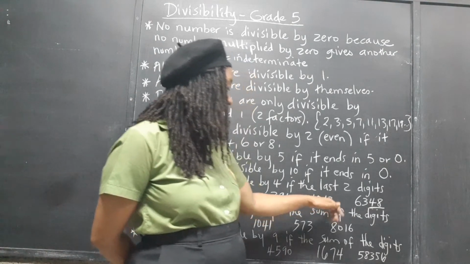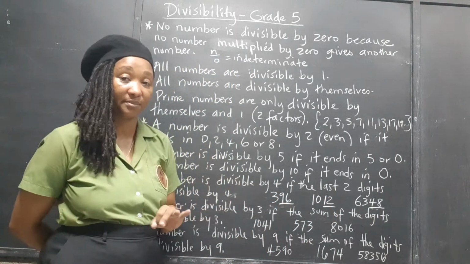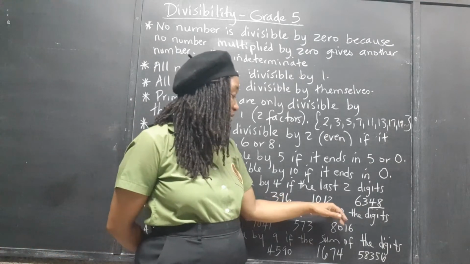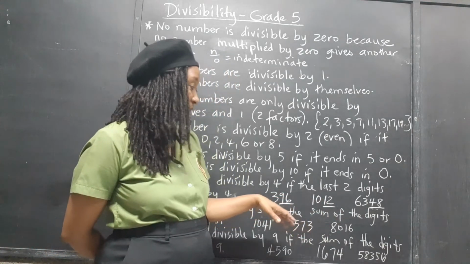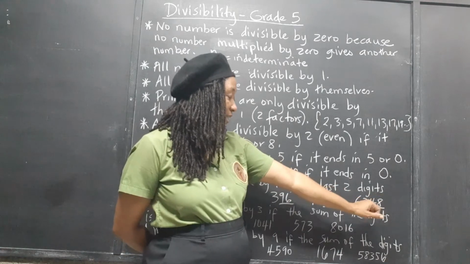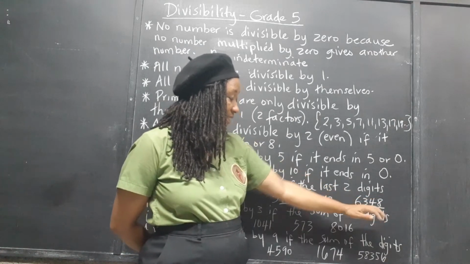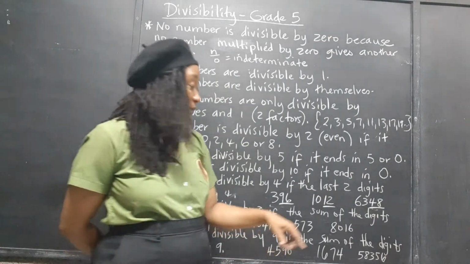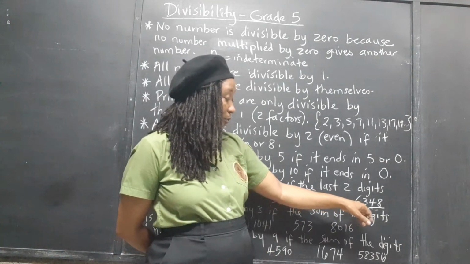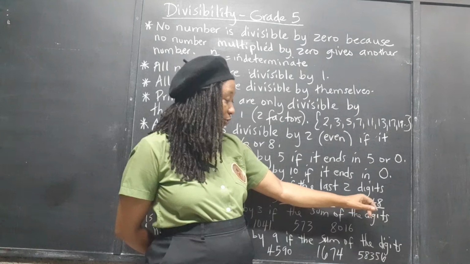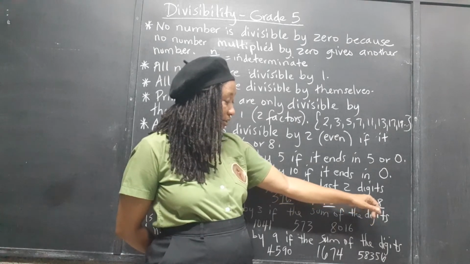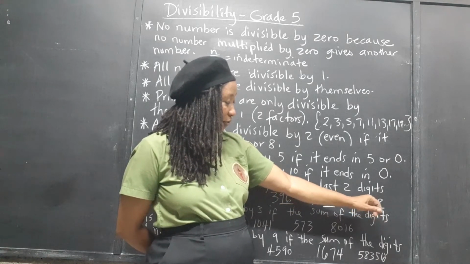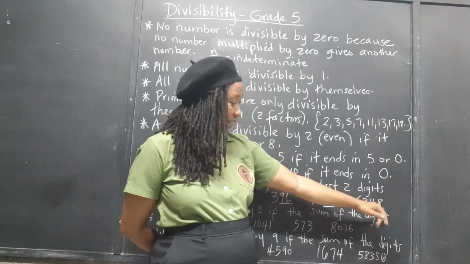1012: 4 can go into 12 3 times, so we know that the entire number is divisible by 4. 6,348: 4 can go into 48, so the entire number is divisible by 4. Work it out. 4 into 6, 1 time remainder 2, 4 into 23, 5 times remainder 3, 4 into 34, 8 times remainder 2, 4 into 28, 7.